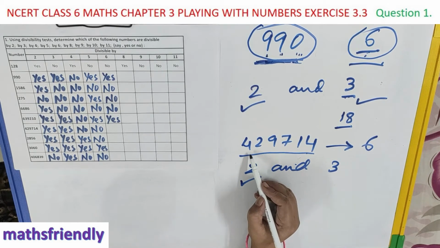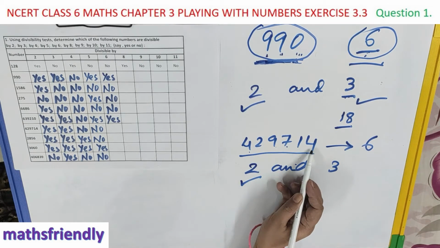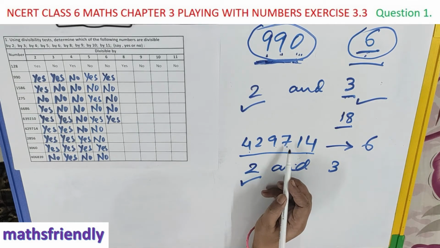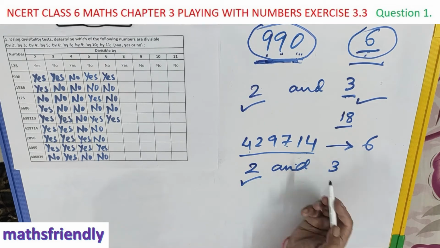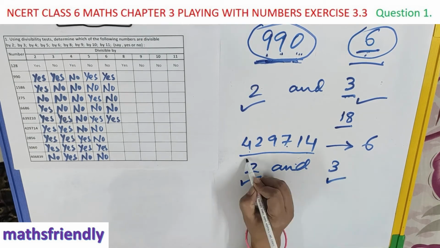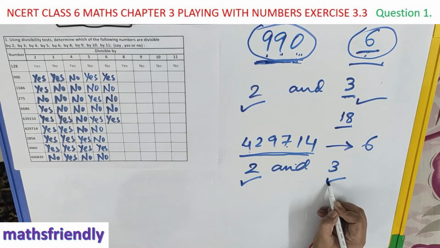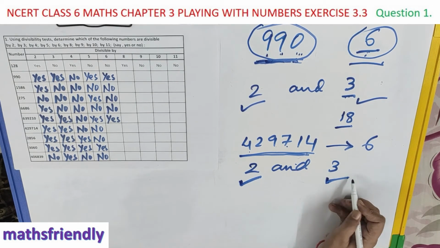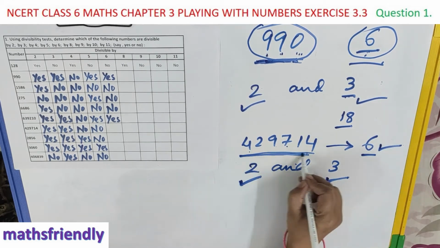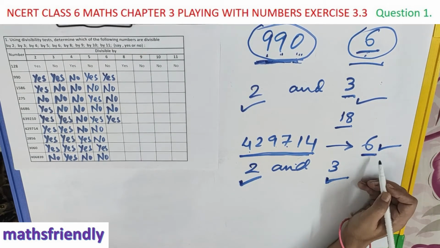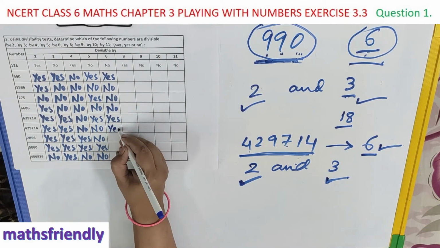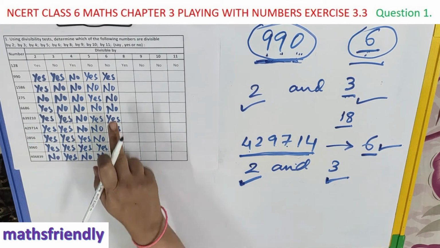So for that we have to add all the digits of the number. 4 plus 2 is 6, 6 plus 9 is 15, 15 plus 7 is 22 and 22 plus 1 is 23, 23 plus 4 is 27 and 27 is divisible by 3. It means this number is also divisible by 3. So this number is divisible by 2 and also by 3. So we can say that yes, this number is also divisible by 6 because it is divisible by both 2 and 3. So we will write yes, this number is divisible by 6.